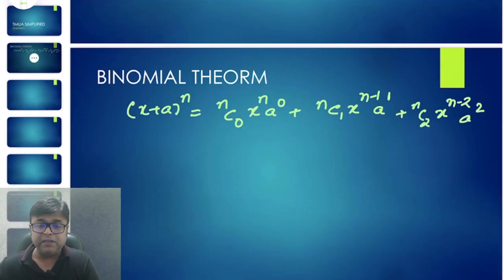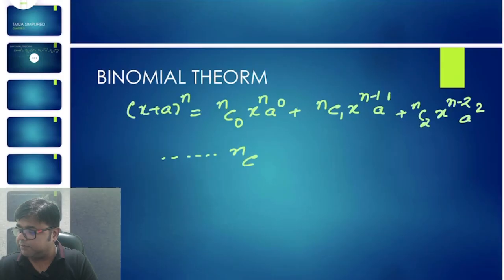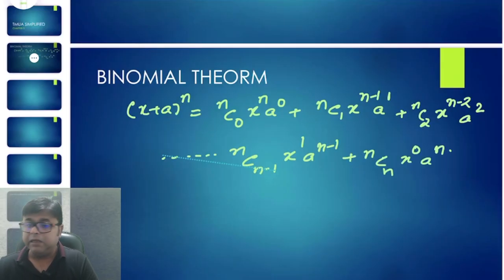So as you can see, the power of x is decreasing by 1 and simultaneously the power of a is increasing by 1 in the succeeding terms, right? So if I carry on like this, the second last term will be ncn minus 1 x to the power 1 a to the power n minus 1, and the last term will be ncn x to the power 0 a to the power n. So this is binomial theorem.